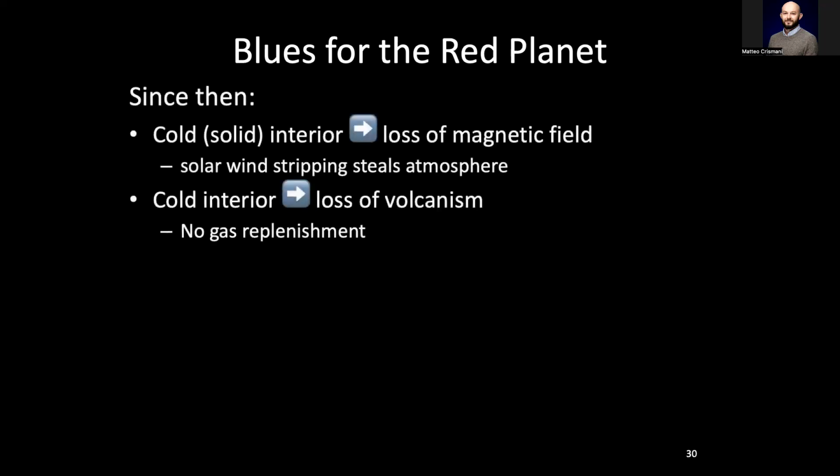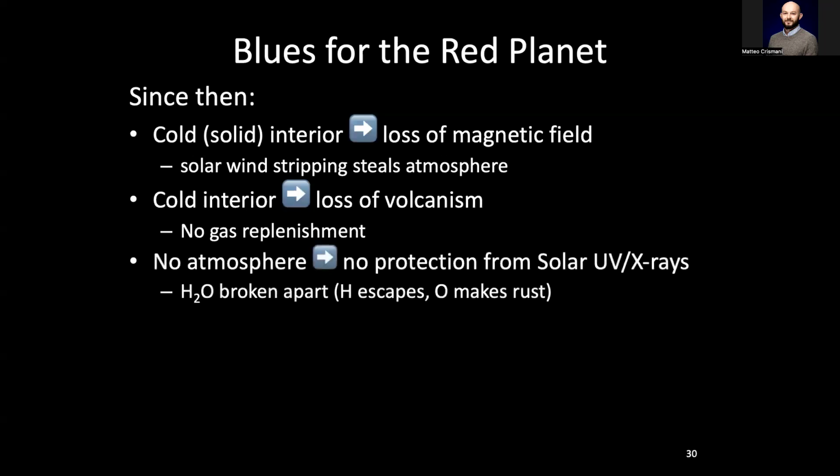So here's what happens. As it cools off, it starts to lose its magnetic field. The atmosphere starts to get stripped away. The cold interior means you don't have volcanoes, means you don't have outgases. But once you start losing it from the top, there's nothing replacing it from below, right? No atmosphere means that those solar UVs and those X-rays are just heating up the surface even more. Now, Mars is farther away from us, but its surface through this process is probably heating up, right?